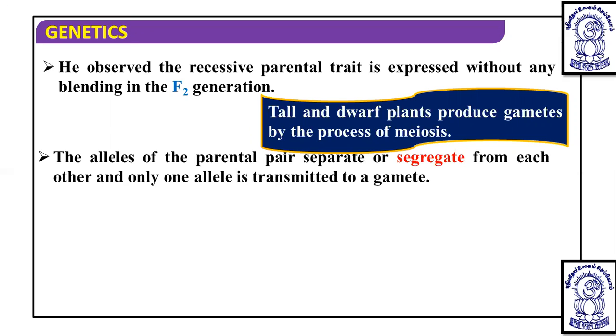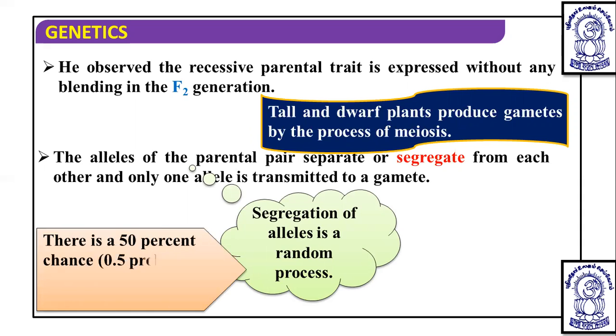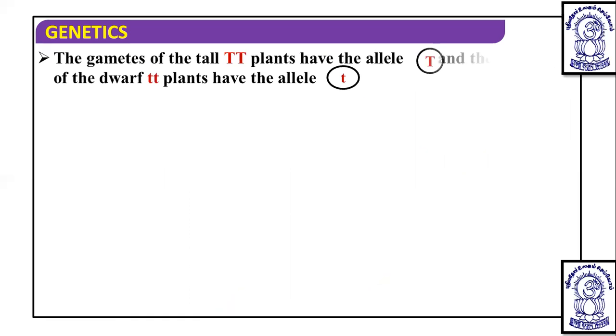But if the parent is capital T and small t, then two types of gametes are going to form. One gamete having the capital T and one gamete having the small t. But a gamete will have only one allele at a time. Two alleles of the same character cannot be present. So segregation of alleles is a random process. There is a 50% chance of a gamete containing either allele. If the heterozygous condition is there, then 50% of gametes are going to have capital T and 50% of gametes are going to have small t. And in one gamete also, the chance of it being capital T or small t is 50%.